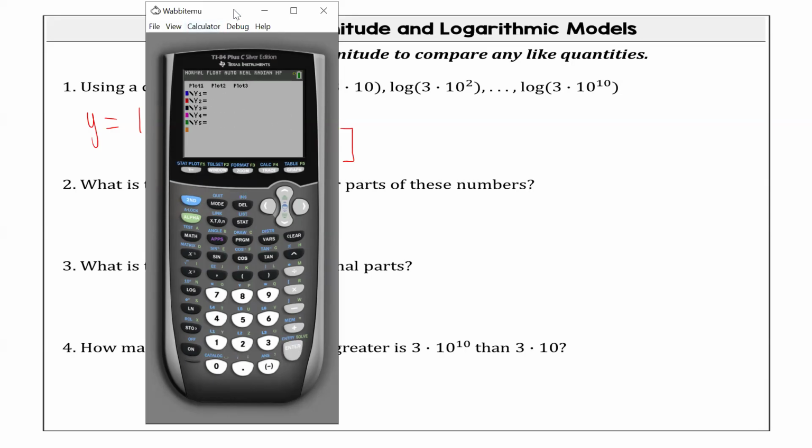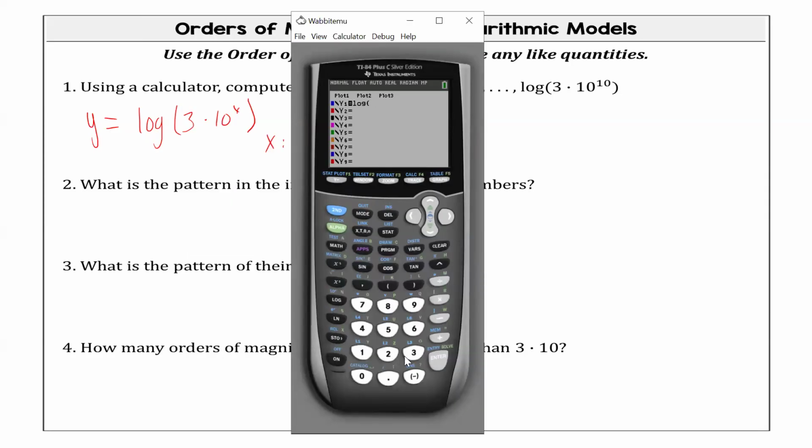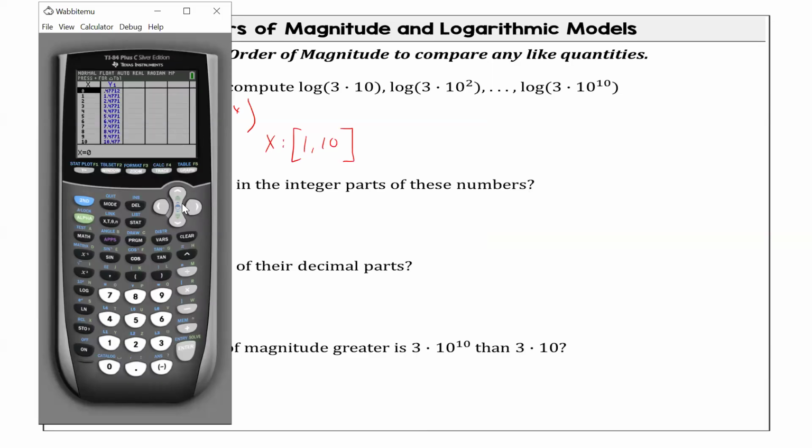Now I'm going to go to y equals, and I'm going to put in log of 3 times 10 to the x. Just normal log, common log. And I'm going to look at the table and analyze from 1 to 10 what's happening. Okay. So I'm going to hit second graph and look at my values from 1 to 10. From 1 to 10, you can see that there's a clear pattern taking place, right? So when I looked at it, the set that was created was 1.477, 2.477, and then it keeps going up to 10.477.